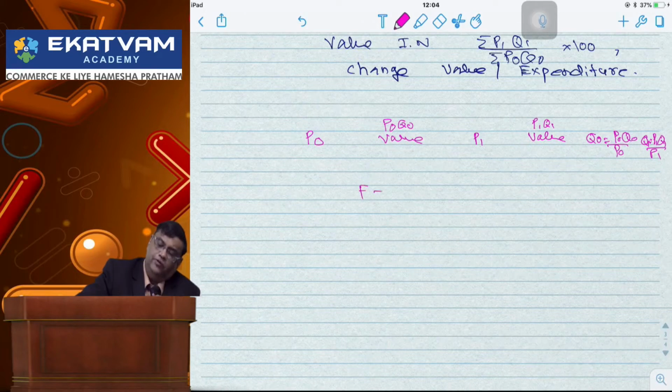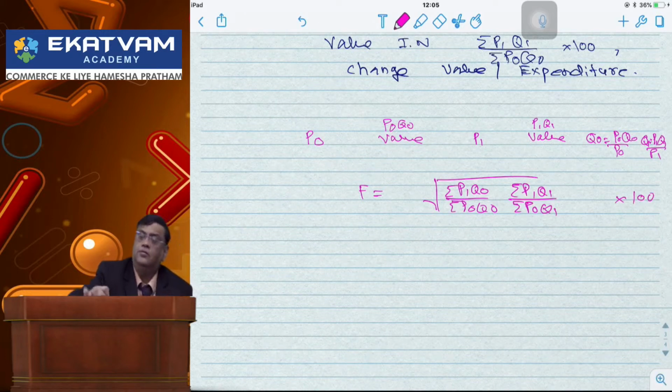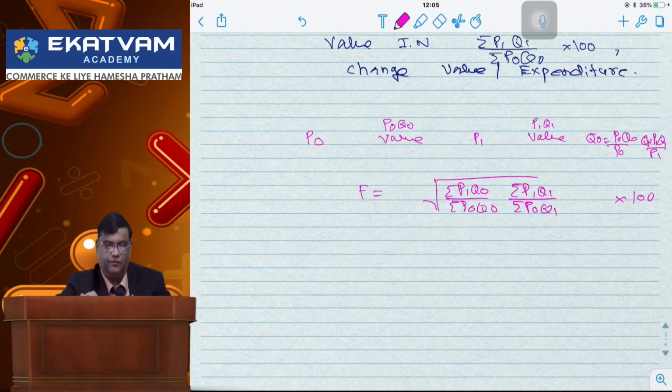Then tell me, what will be Fisher's index number? Root of L P1 Q0 over sigma P0 Q0 into sigma P1 Q1 over sigma P0 Q1, and outside the root it will be 100. That is Fisher's index number. Clear? Well, very simple. They will give you few things, they will ask you few other things, and you just have to shift the terms and you have to find out what they want.